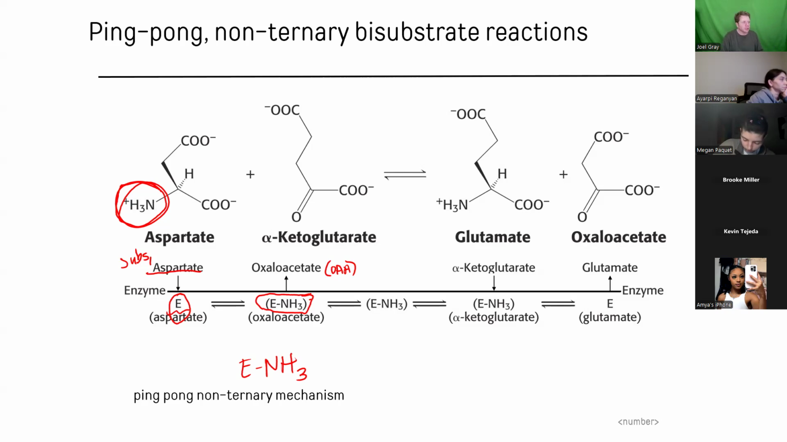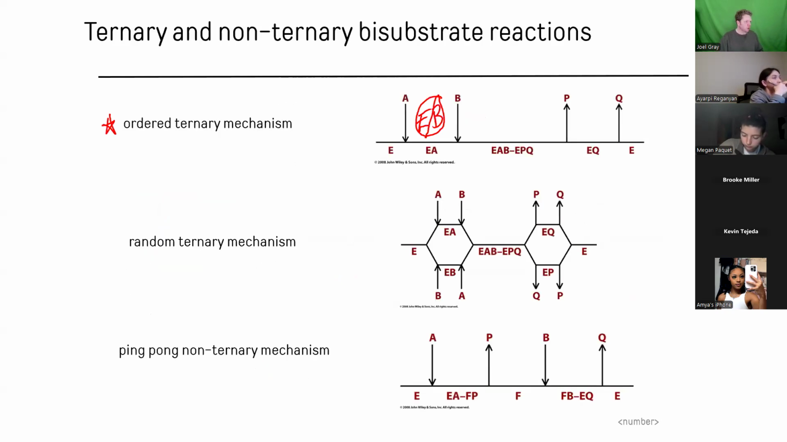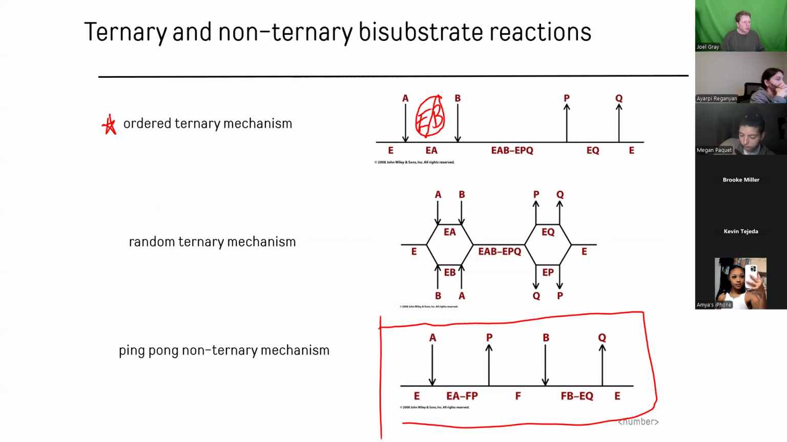Then what's going to happen is our modified form of our enzyme, this ENH3, is going to bind alpha ketoglutarate. What would we refer to alpha ketoglutarate as if we were to look at this mechanism, this model at the bottom? Which one of these letters is alpha ketoglutarate? Add to the chat as soon as you see it. And just to give you a little bit of a memory jog, A is our aspartate. That has come in.